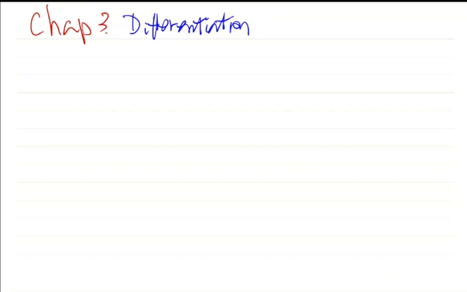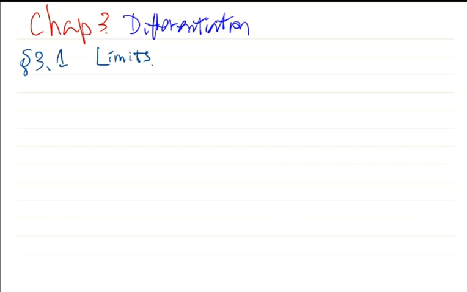Now we study chapter 3, differentiation of functions of several variables. To define the differentiation and the derivative, we need to study limit first. So the first section, limit. So why do we need to study limit?